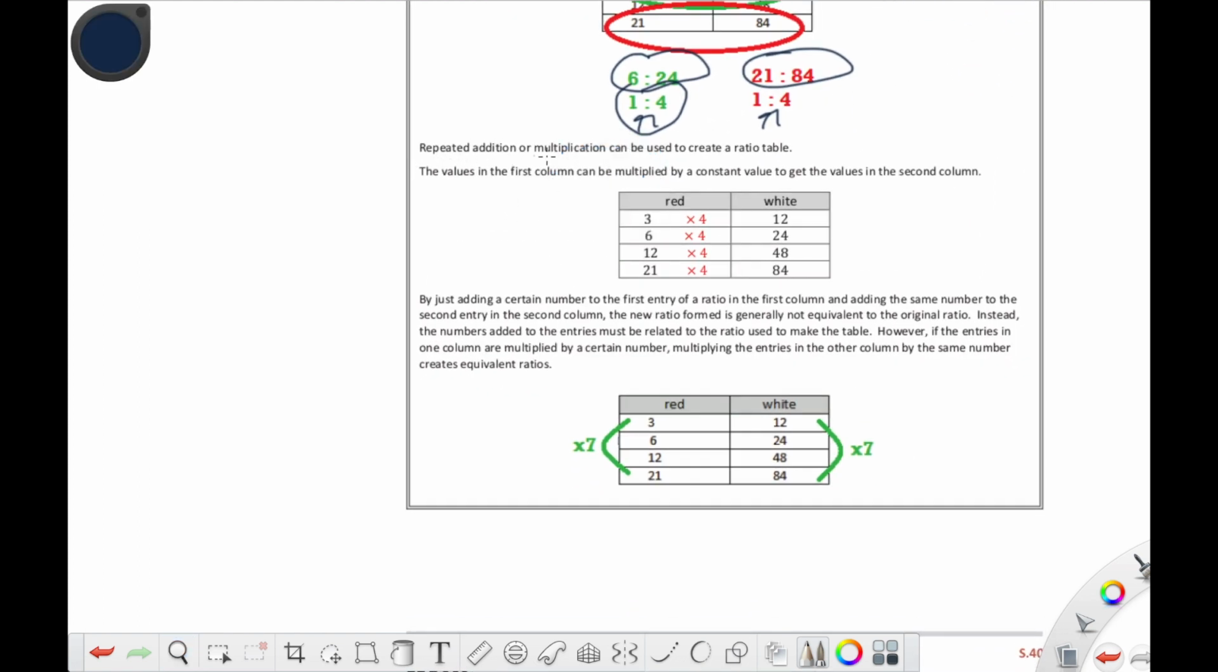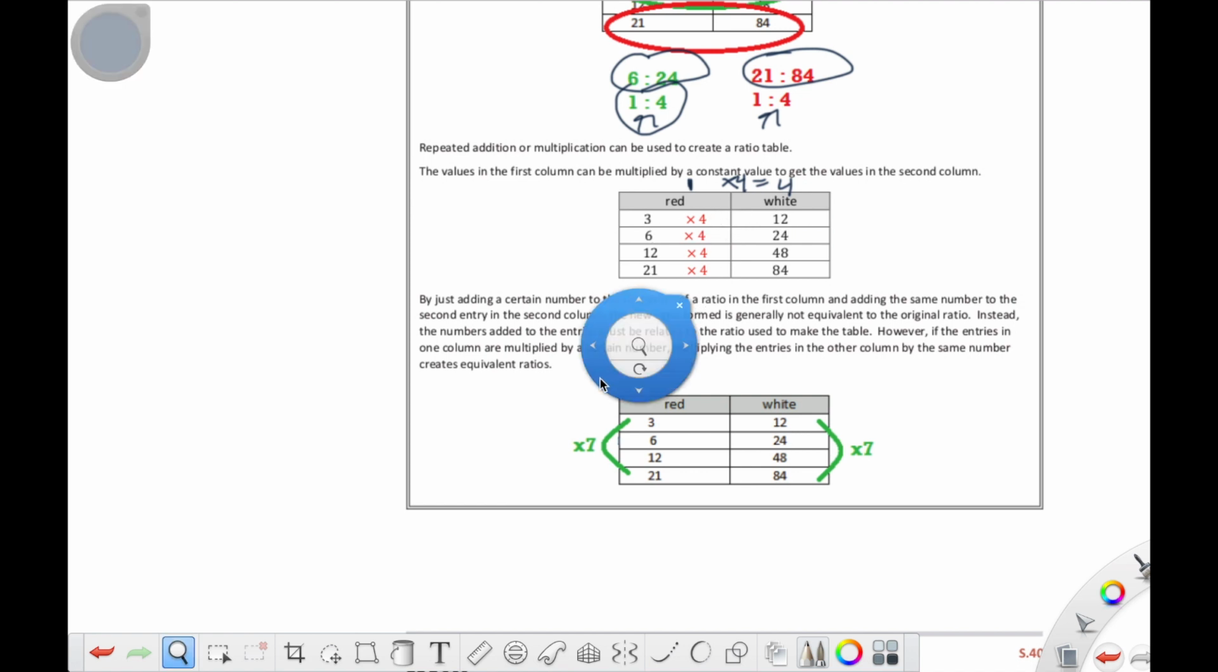Okay. Repeated addition or multiplication can be used to create a ratio table. The values in the first column can be multiplied by a constant value to get the values in the second column. So here you have 3 times 4 is 12. If we took 3 and 12, like we did before, we know that this is the same thing as 1 to 4, which means that you have 4 times as many whites as you do red. So you can do 1 times 4 equals 4, 3 times 4 is 12, 6 times 4 is 24, and so on.